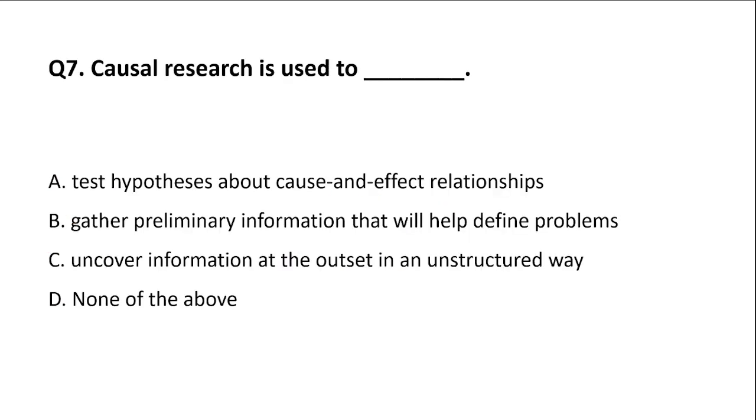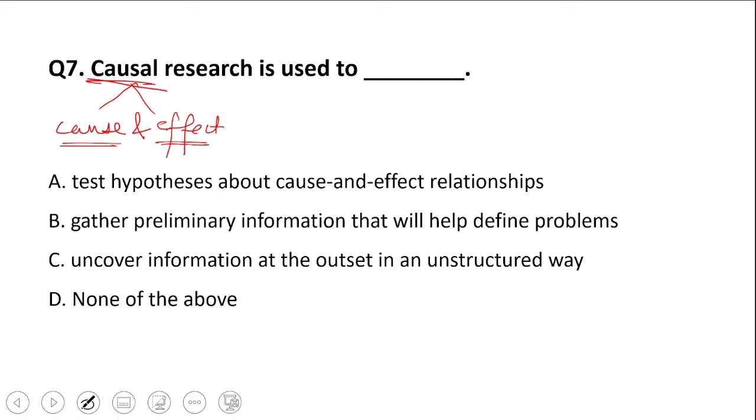Next, causal research is used to. Here we have to find what the use of causal research is. The word itself, causal, means cause and effect. The word causal is made up of two words, cause and effect. So causal research is used to test hypotheses about cause and effect relationships. That means option A is correct.